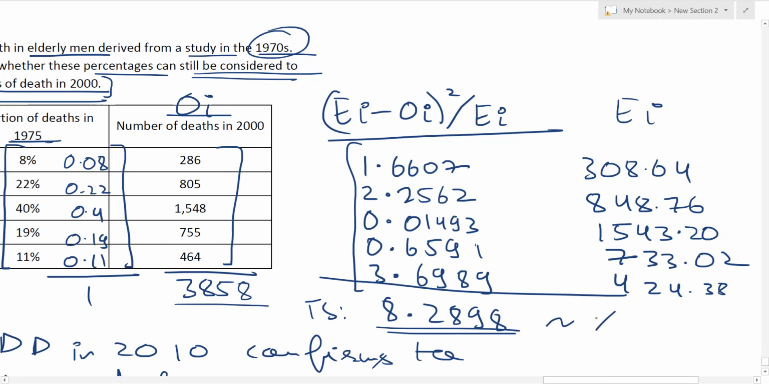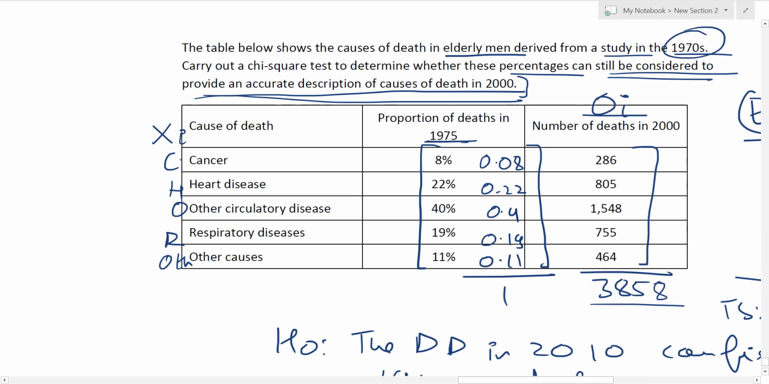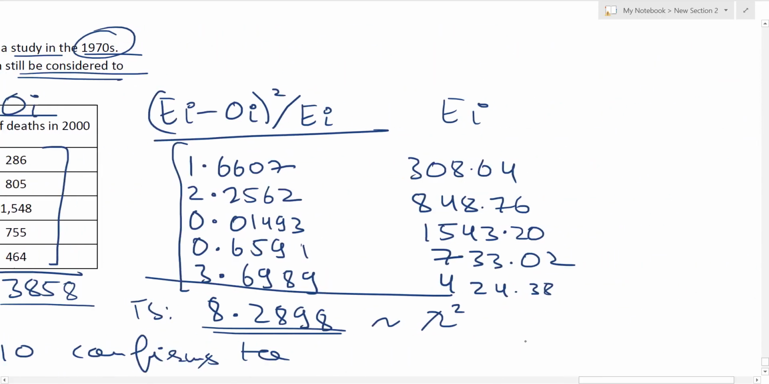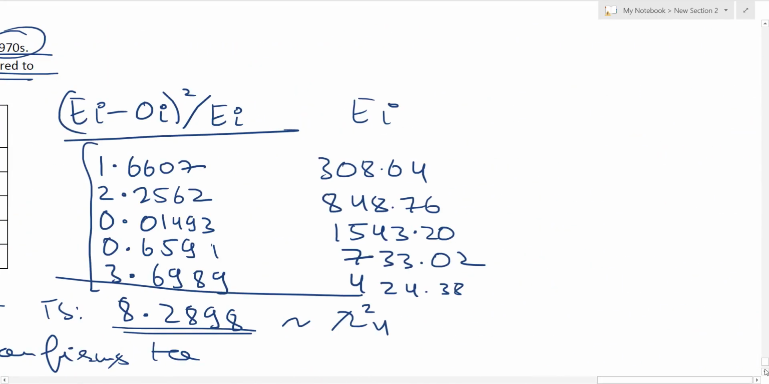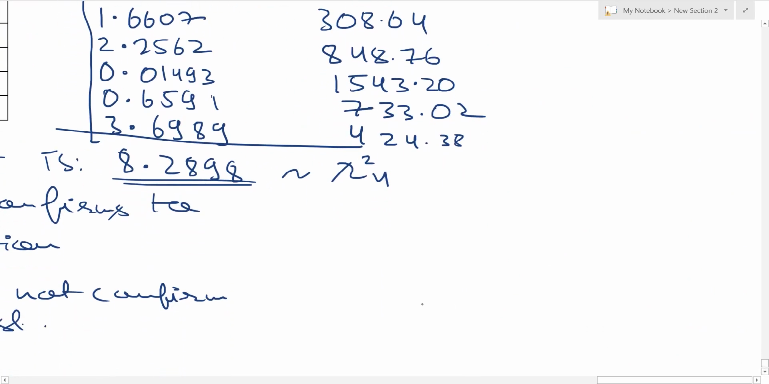Now what is the distribution of this? It's chi-square. I have to take n minus 1 again here. No changes, it's the same as the last time we did it. There are 5 of these groups, 5 minus 1 is 4, so the distribution is chi-square 4. Now I have to see the critical value. They have not indicated the level of significance, so we'll take it to be 5%.